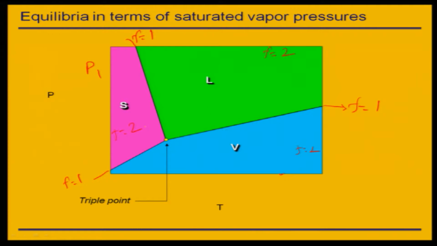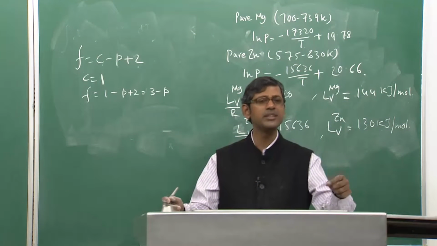Now there is a special point in this diagram in which all the three phases coexist. That means at this point, the triple point, number of phases P equal to 3. If P equal to 3, F becomes 0. So at this point F is equal to 0, which means I can't change pressure, temperature, anything at this point. These are all fixed because this is a point.